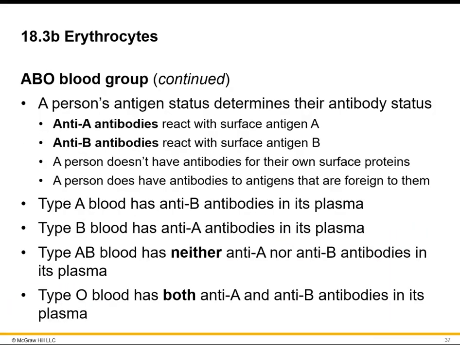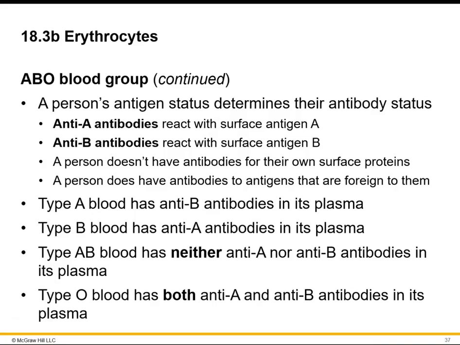Okay, your body makes antibodies against some of these antigens, and which antigen it is depends on which ABO blood type you are. So, a little bit about those antibodies. There's anti-A antibodies and anti-B antibodies. The anti-A antibodies, as you would expect, react with antigen A. The anti-B antibodies react with antigen B. Now, it should make sense that you do not produce antibodies for your own surface antigens. That would be a huge problem. Your immune system would essentially recognize your red blood cells as foreign and destroy them.